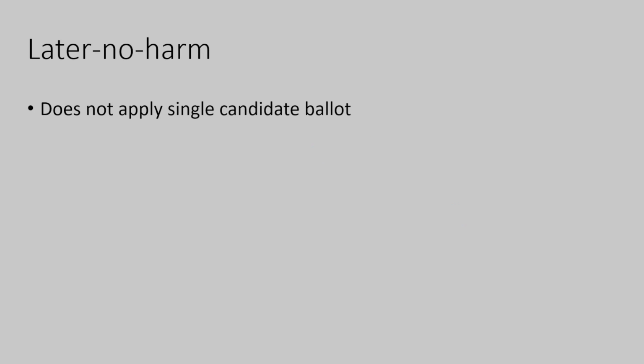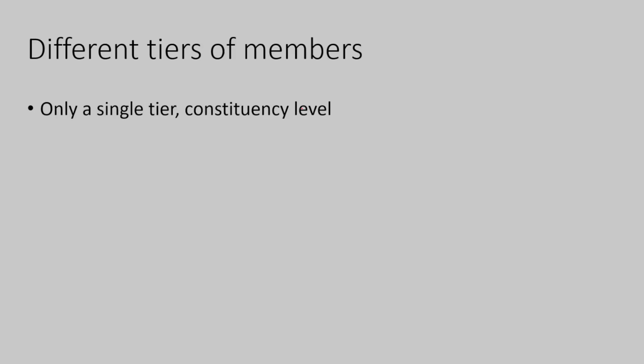Further on, now we have later no harm. I guess I should explain it to people. Later no harm: a voter giving a rank to a less preferred candidate cannot harm their more preferred candidate. This does not apply. First past the post does not have ranked ballots. Similarly, later no help does not apply because there's only single candidate ballots. Later no help, basically, ranking a candidate down the ballot should not help the less preferred candidates of the voter, sorry. Easy. Different tier memberships. This is self-evident. There is only one tier membership, and in first past the post, you only have constituency level members.